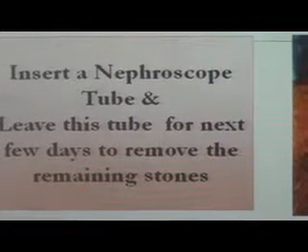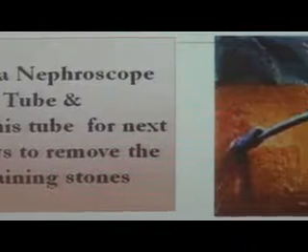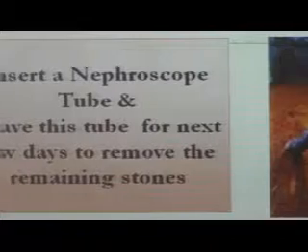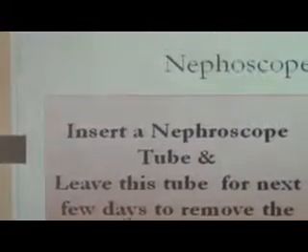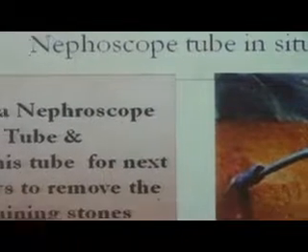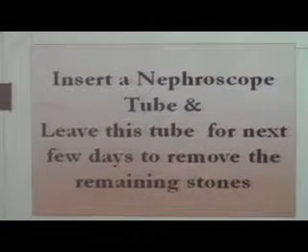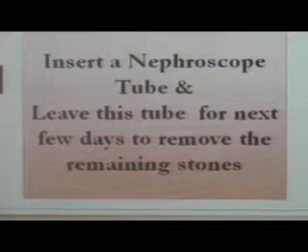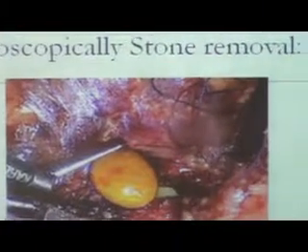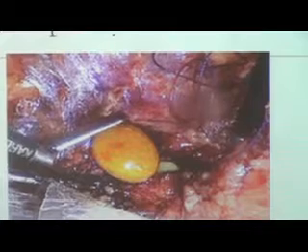We can see here, after breaking the stone through the nephrostomy, put a nephrostomy tube, okay, and leave this tube for the next few days so that the remaining stone will come out subsequently. We can also remove the bladder stone laparoscopically.